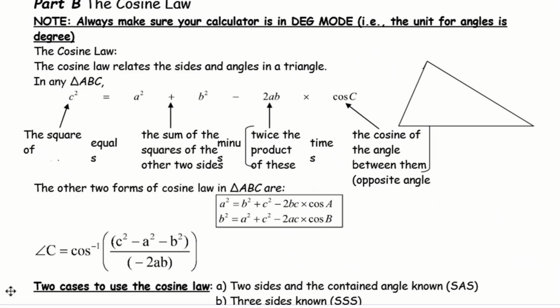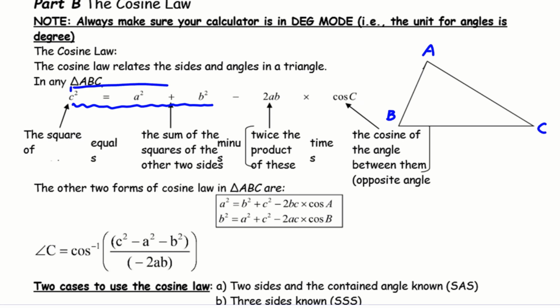And part B, we are going to see the cosine law. So always make sure your calculator is in degree mode. The unit for angles is degrees. So the first part of the cosine law is similar to the Pythagorean theorem. c squared equals a squared plus b squared. But because we are going to use it in a triangle that is not 90 degrees, we are going to minus twice the product of the other two sides, a times b, then times cosine angle C.